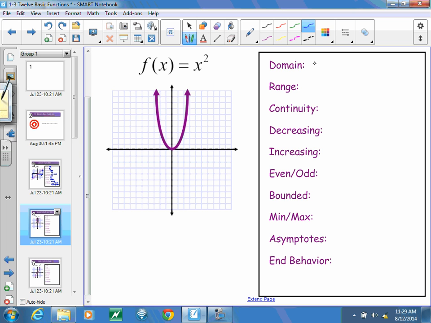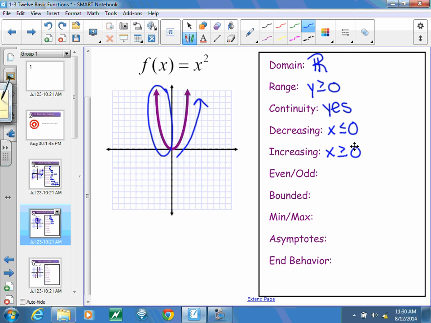For our function here, we should be able to recognize that our domain is all real numbers. I have all positive values for x as well as all negative values for x. Our range is going to be the values of y that are greater than or equal to 0, because we're only looking at positive values for y. I have nothing that's below my x-axis. Is our graph continuous? Yes, it is. Decreasing, we do have part of our graph that's decreasing, and that is for when the values of x are less than or equal to 0. And our graph is increasing over here to the right for when x is greater than or equal to 0.